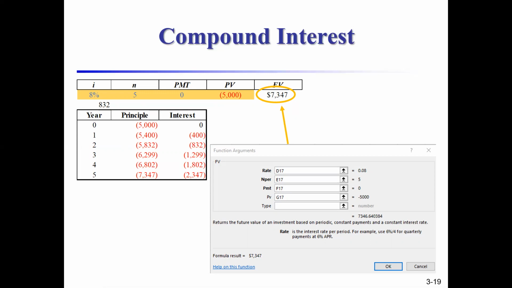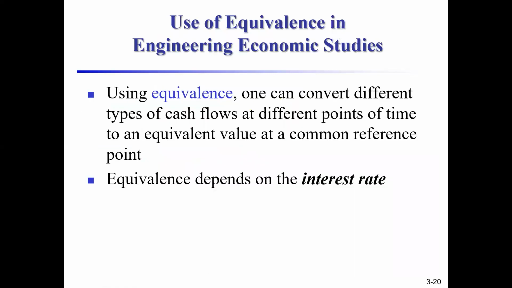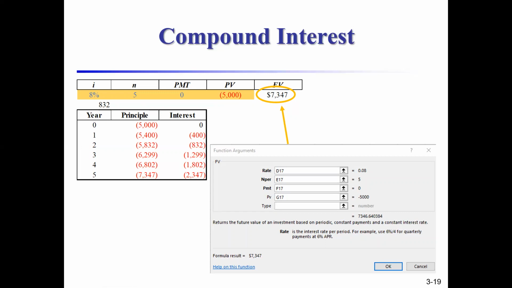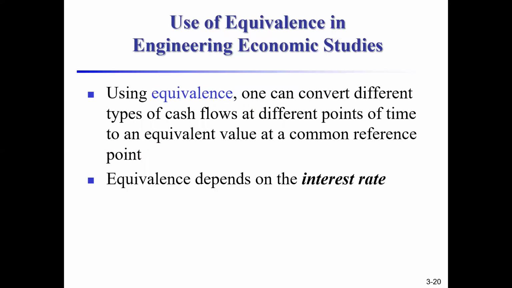We've now shown you a manual calculation way and an Excel way to do these calculations. And again, you're looking for the future value, meaning how much you're going to have to pay back in the future based on $5,000 borrowed today. So this gets into equivalence. In this example, the equivalence at 8% of $5,000 in 5 years is $7,347. Those are equivalent. $7,347 in the future, 5 years, is the same as $5,000 today at 8% interest.